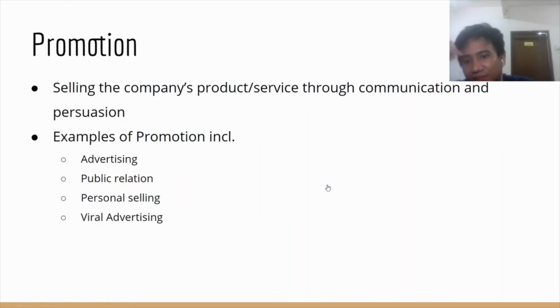So viral advertising is different from common advertising in terms of the medium that people use. For viral advertising, people usually use social networks or social media to advertise their product, as it is very fast in spreading information, just like how a virus spreads from one person to another, hence the name viral advertising.